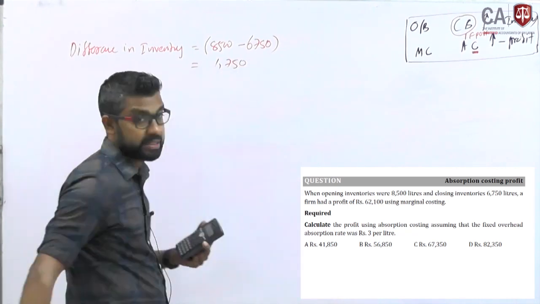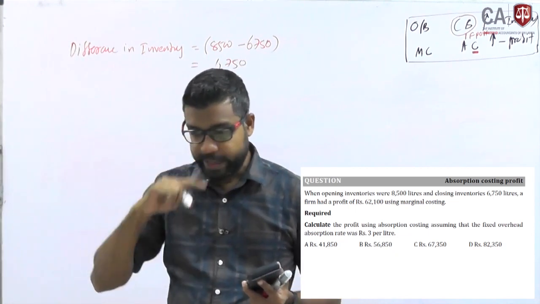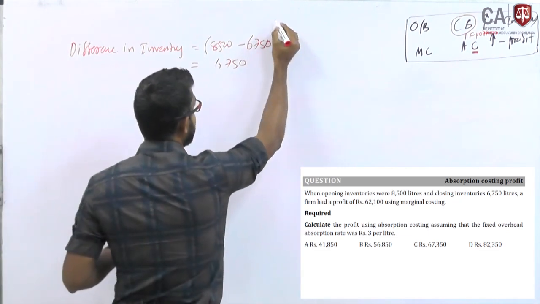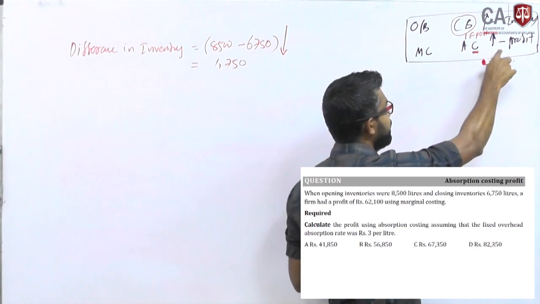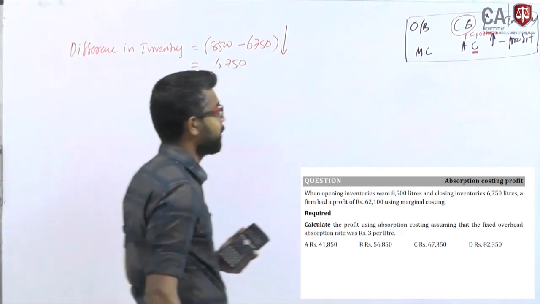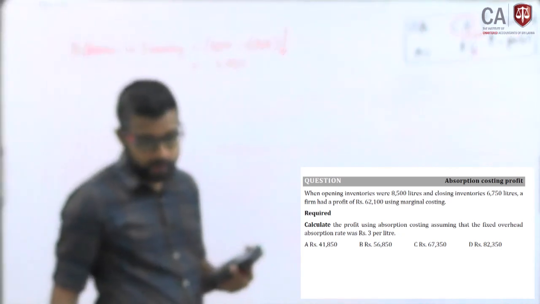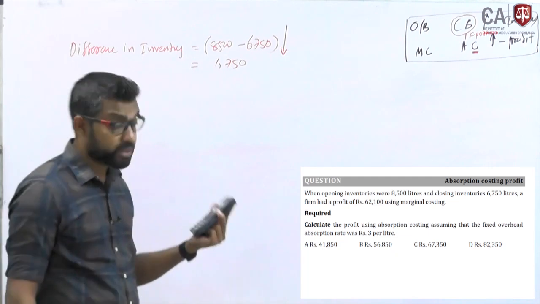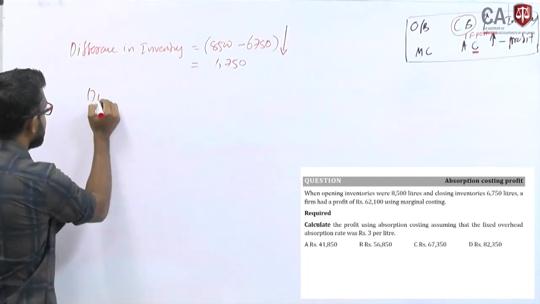1,750 is the difference. What has happened? Opening inventory 8,500, closing inventory 6,750, which means closing inventory has come down. Which means absorption profit should be reported lower than marginal costing profit. Other way around, no? Right. The profit is different because of what? Treatment for fixed cost. Difference in profit.